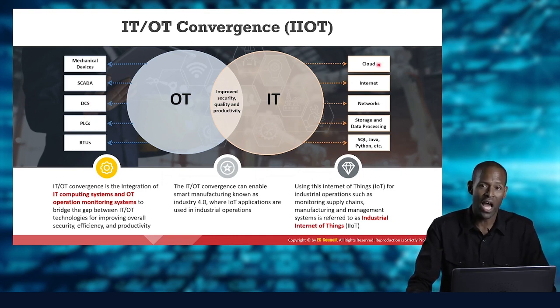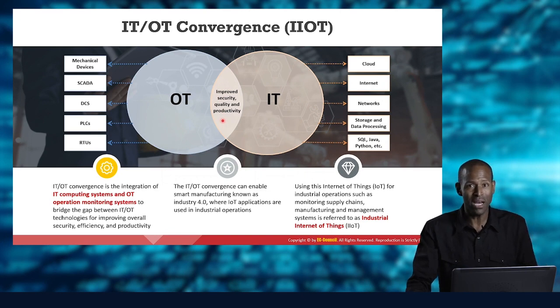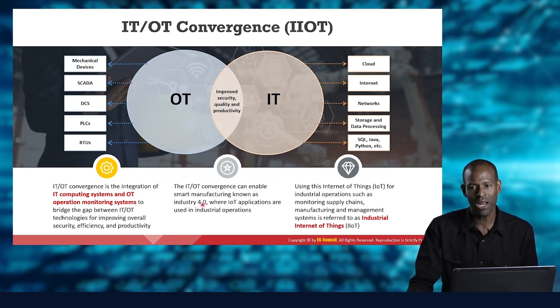On this side, IT, we have cloud and internet and networks and storage, and we have things that are really familiar to a lot of people like Java and SQL and so on. But for both of them, we need improved security, quality, and productivity. One of the buzzwords, and I actually like this buzzword, is that we are moving into Industry 4.0, this IoT, this IT-OT convergence. We have smart manufacturing.